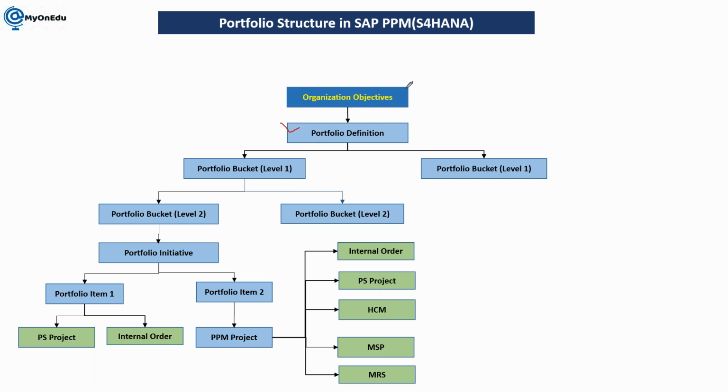We'll start from here. The organization objectives portion I'll explain as a custom solution, because this is a separate module. We can integrate it, but it is available only in the cloud, and here I'll take the approach of an on-premise solution. So I'll explain the portfolio structure and everything. Integration with the project system, I'll show you. The integration with internal order, PS project, SCM, and MSP I'll show you. MRS I'll explain conceptually, how it is going to integrate with MRS. But all the other things we'll see in the system.